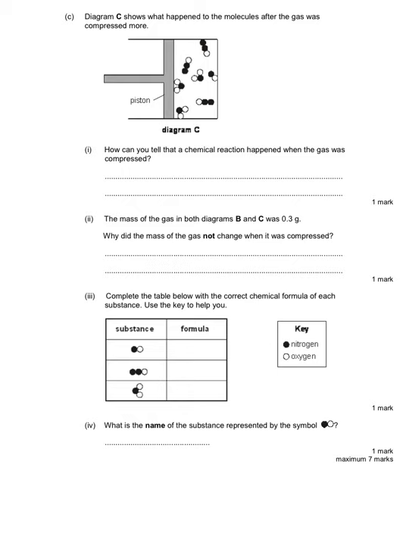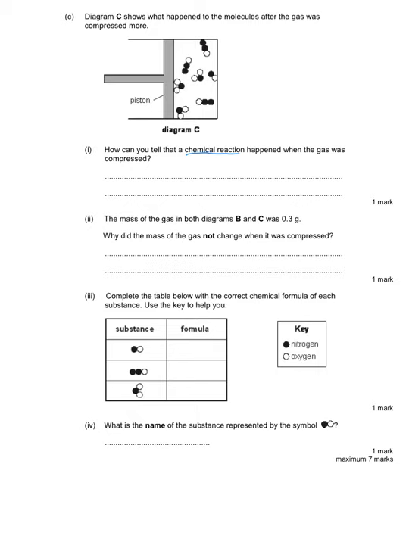Okay, we're still looking at pistons here, and so in diagram C, it shows what's happened after the gas has been compressed. And the question says, how can you tell that a chemical reaction has happened when the gas was compressed? Now, a chemical reaction is when the atoms change how they are bonded, and new compounds form as a result of it. And that's actually the answer to this question, that new compounds have formed.